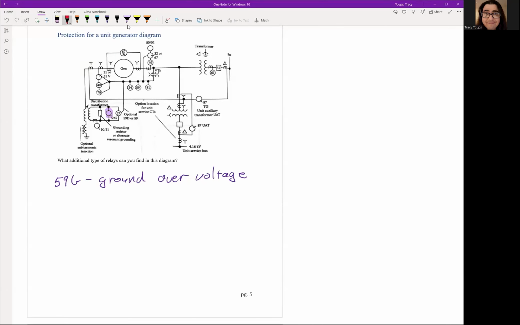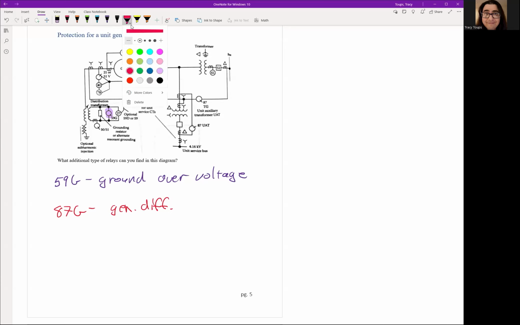We have our 87 differential for the generator specifically. So it's an 87G, your generator differential. Sometimes we shorten it to diff. And that is, let's get the colors out, that's this one right here.